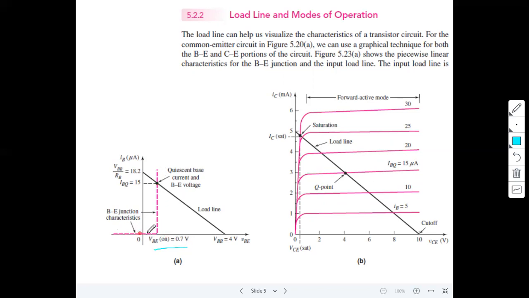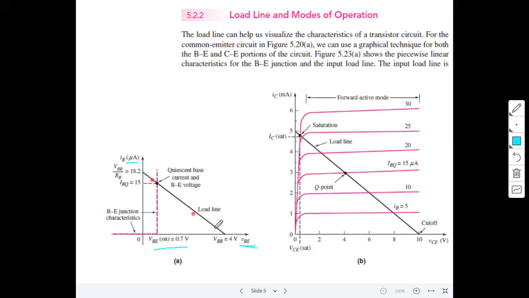First of all, draw this line: a 0.7 volt vertical line. The graph has x-axis as input voltage and y-axis as input current, VBE versus IB. Now VBE is equal to VBE on, right? Here the voltage is equal to 0.7. Then how to draw the load line?